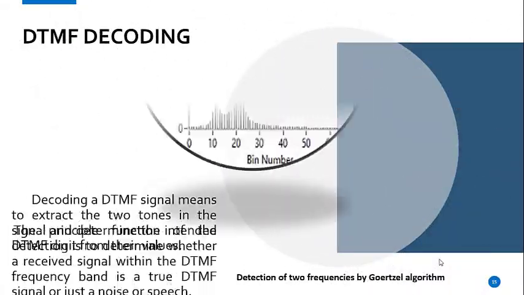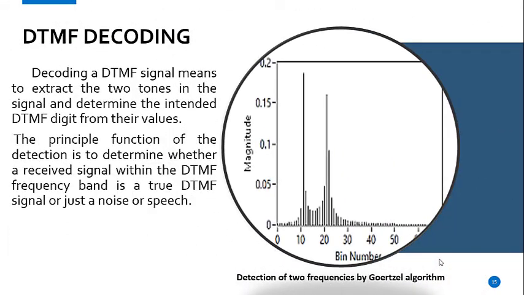Dual tone multi-frequency decoding. Decoding a DTMF signal means to extract the two tones in the signal and determine the intended DTMF digit from their values. The principal function of the detection is to determine whether a received signal within the DTMF frequency band is a true DTMF signal or just noise or speech.